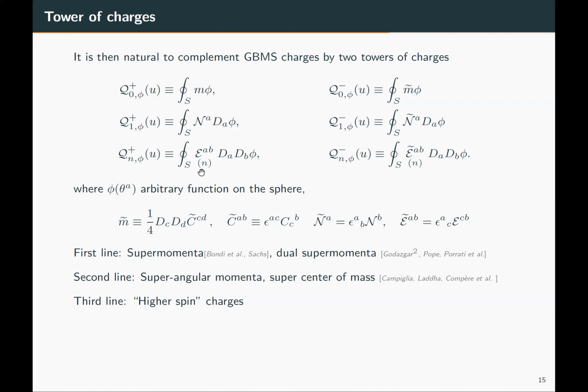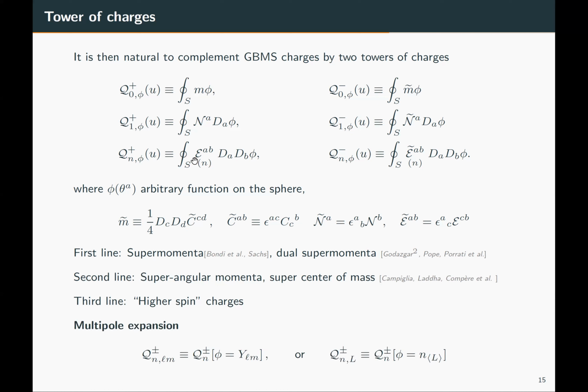Well, these E_AB's. Is it exactly what you have? Well, if you accept that these are the same thing, I'm very happy, but I was not sure. Anyway, these are the whole list of higher spin charges.